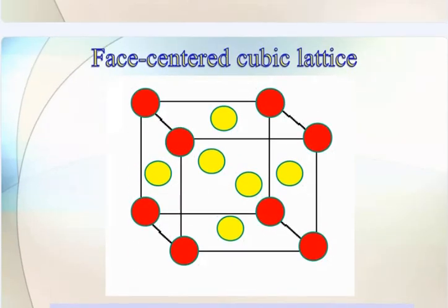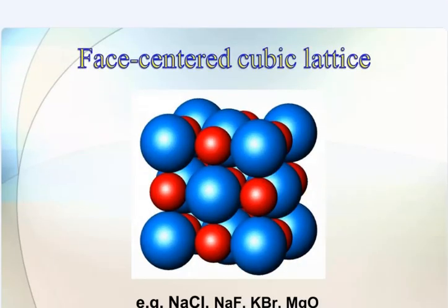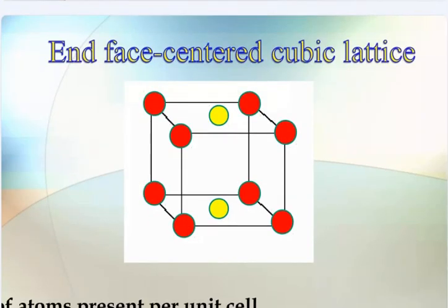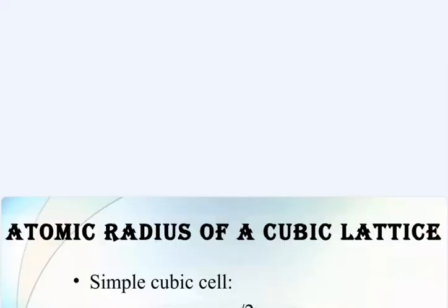Now face centered cubic lattice, here 4 atoms per unit cell. Examples: sodium chloride, sodium fluoride, potassium bromide, magnesium oxide. 74% of space is occupied by the atoms. In end face centered cubic lattice, atoms present per unit cell is 2.